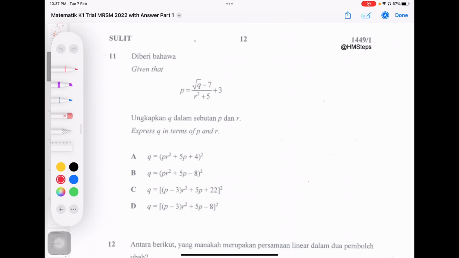Express Q in terms of P and R. When it says express Q, it means Q is the subject. So look at Q. Where's Q? Q is here. So what you need to do, first thing, you need to leave Q over there and then move all other than Q to the left side, okay?